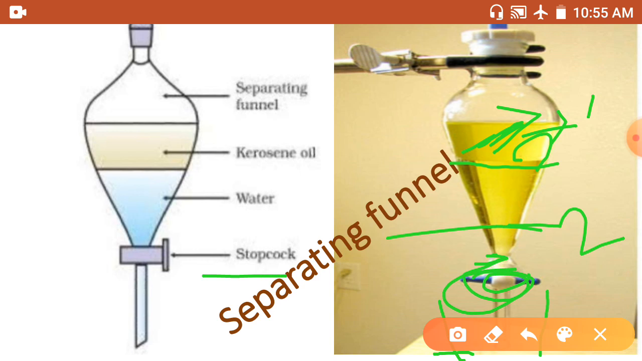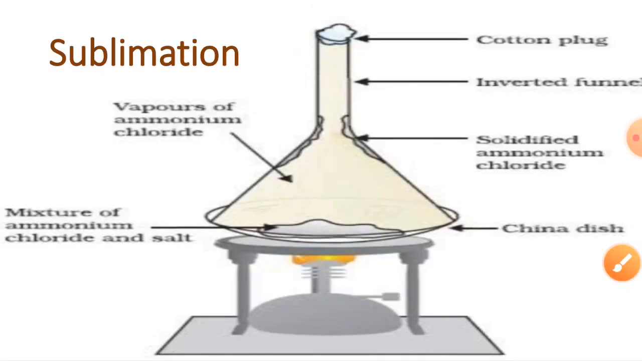Okay, so this is another method. Now the next method we will learn is sublimation. You also learned sublimation in the first chapter. Here you can learn the sublimation method again, and it is used to separate ammonium chloride, and also camphor, we can separate the camphor here.